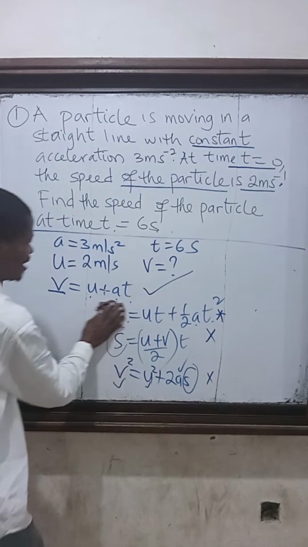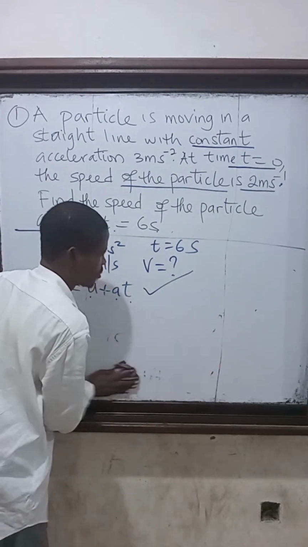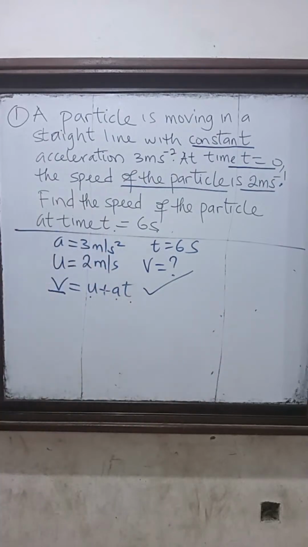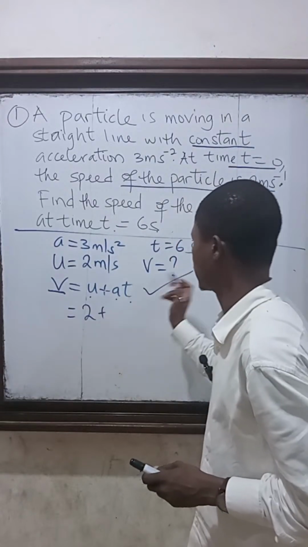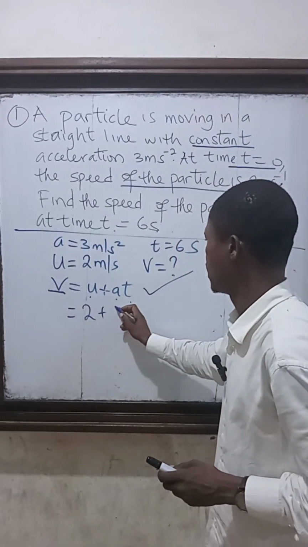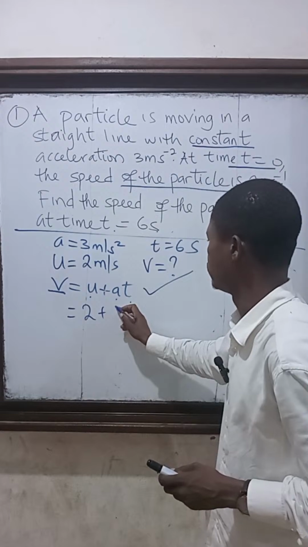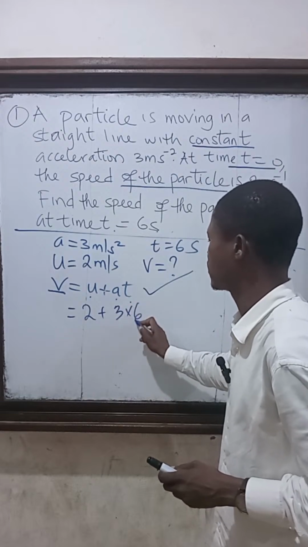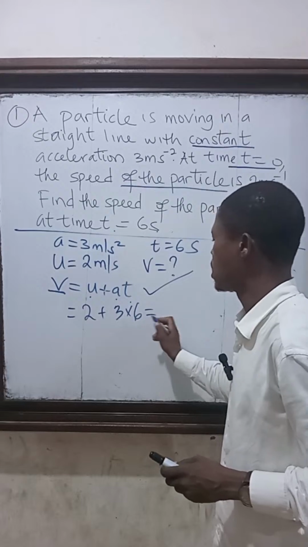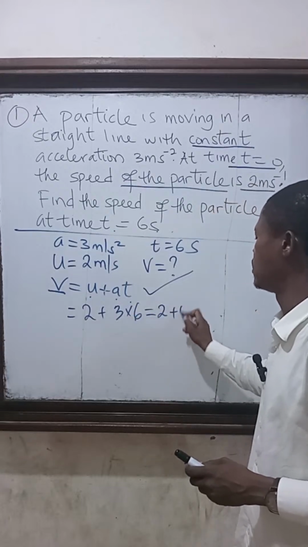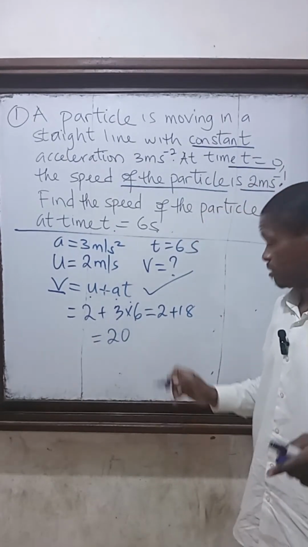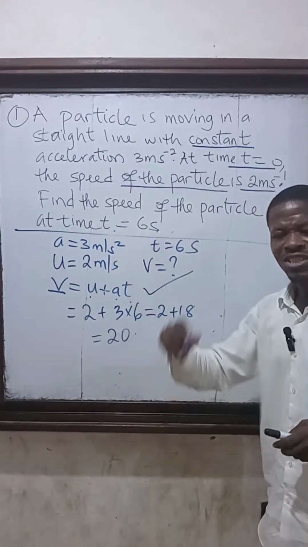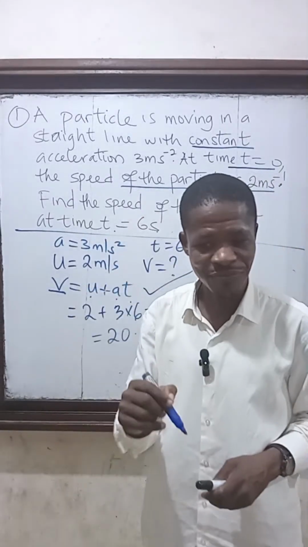I've been told the answer. The answer has been given from the comment section. Let's quickly confirm that. So u is 2, plus the acceleration 3, the time is 6. That will be 2 plus 18, and that will be equal to 20. From the comment section, I can see 20, but you need to indicate the units.